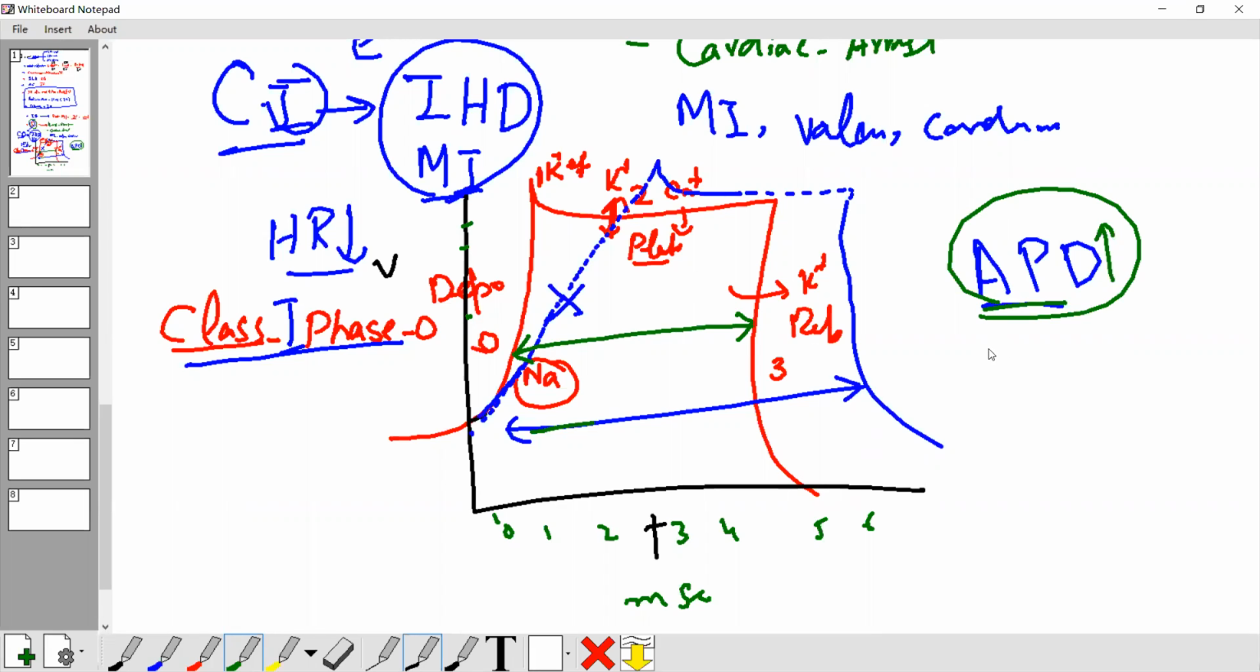Another terminology, if you remember, is the effective refractory period. What is the refractory period? In the refractory period, a second impulse is not able to excite the cell. That's basic physiology. So if you increase the refractory period, the second impulse will not come. So what happens with the heart rate? The heart rate automatically goes down. Understand?